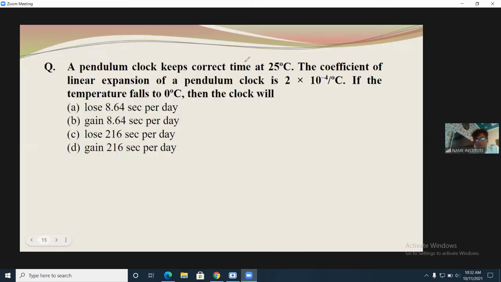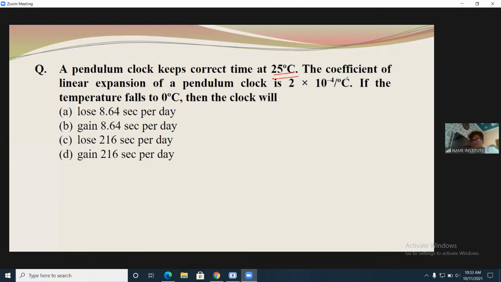A pendulum clock keeps correct time at 25 degrees Celsius. The coefficient of linear expansion of the pendulum clock is given as 2 into 10 to the power minus 4 per degree Celsius. If the temperature falls to 0 degrees Celsius, then the clock will, options on the board here. Try to solve this question now.